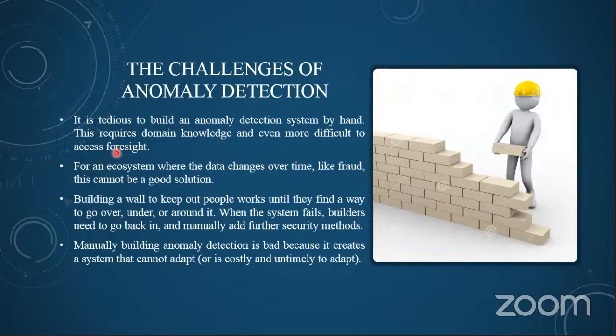In pumps, the major faulty points are the bearings. Then if the pump has some heavy vibration, the vibration needs to be detected. So a person who is building that anomaly detection algorithm for the pump should have enough domain knowledge, as well as needing to foresee where those errors can happen. That's one of the problems if we build the anomaly detection system by hand. And for an ecosystem where the data changes over time, like fraud, this cannot be a good solution. So for the second point, we are again talking about the banking case.